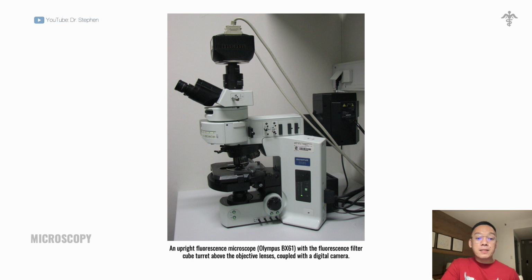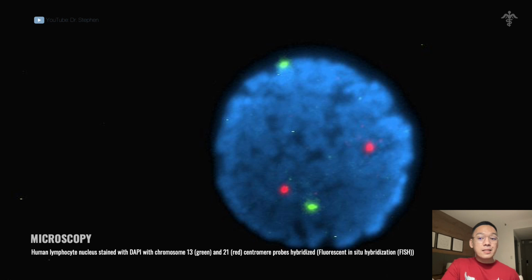This is an upright fluorescent microscope, the Olympus BX61, with a fluorescence filter cube turret above the objective lenses. You can see this black object here with a digital camera on top of it. This is the nucleus of a human lymphocyte stained with DAPI, with chromosome 13 in green and 21 in red. The centromere probes are hybridized by FISH, also called fluorescent in situ hybridization.